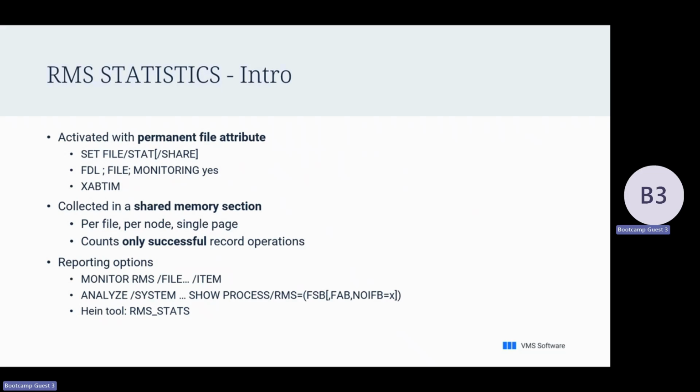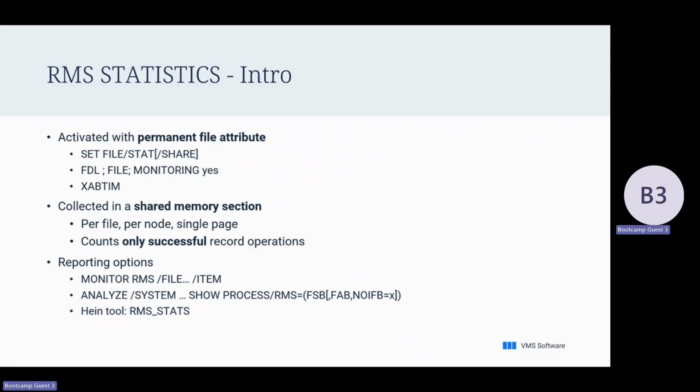Those are collected in a shared memory section, 1 page per file per node, and we count only the successful operations, which can be quite deceiving. You might see that you did 0 gets to a file, but you see 10,000 reads because none of the gets were successful. Could happen.